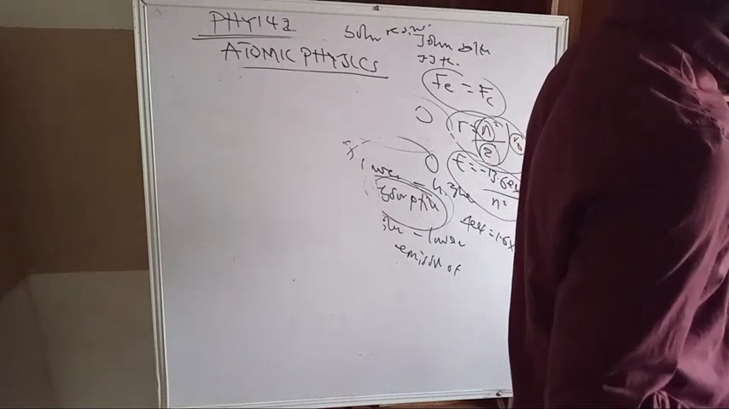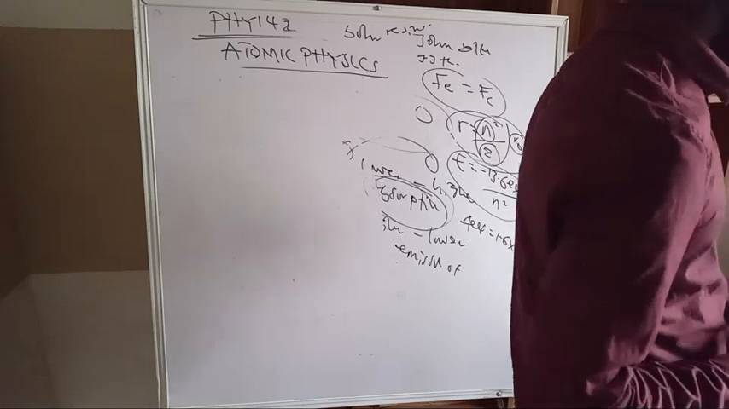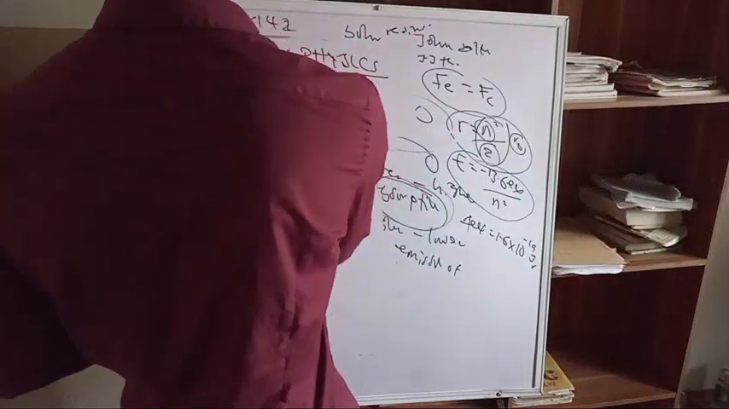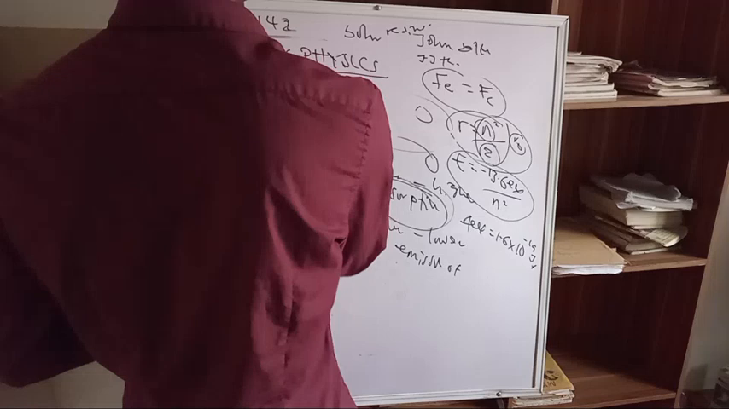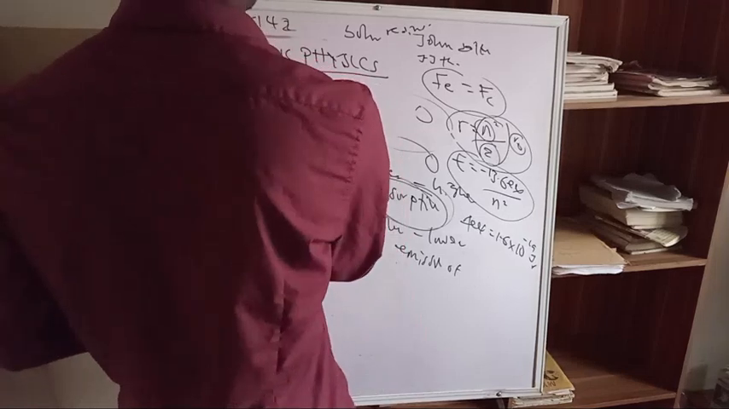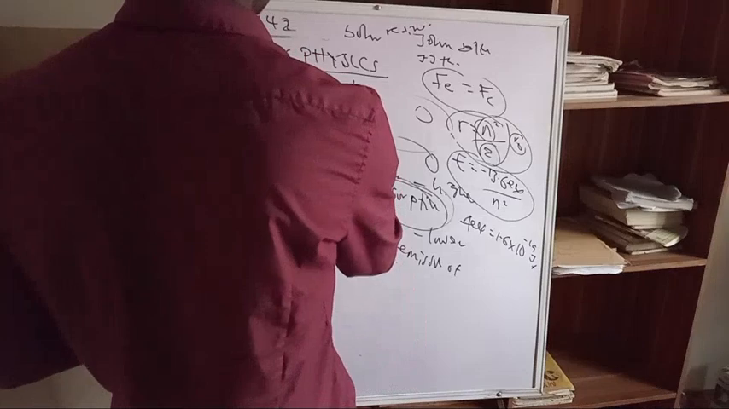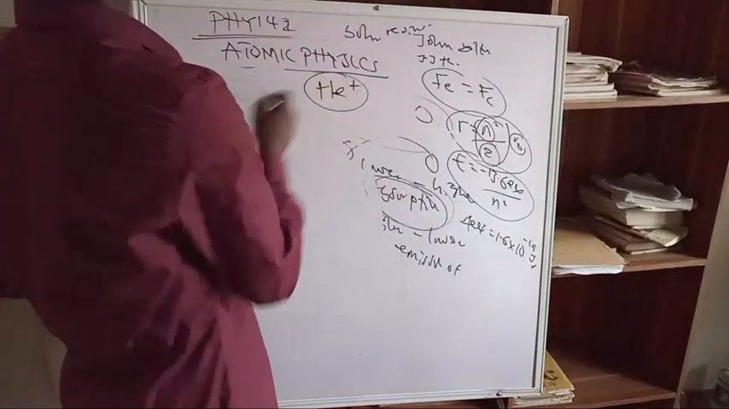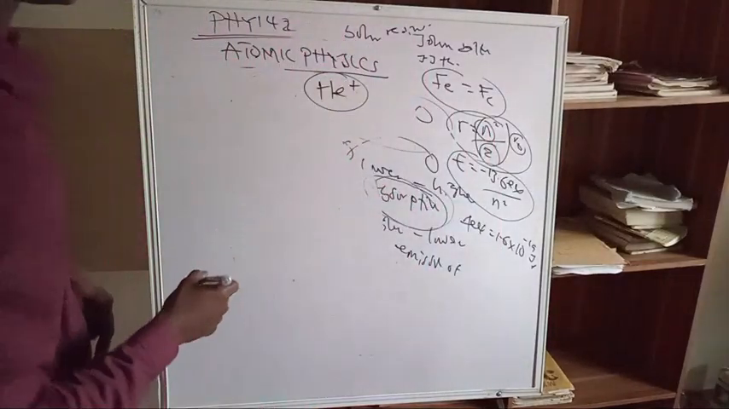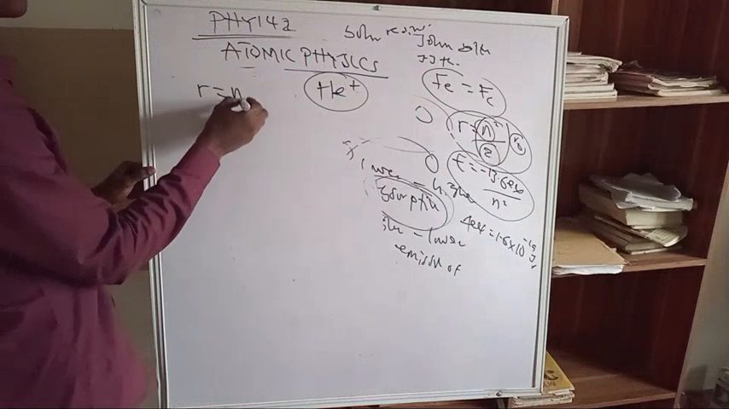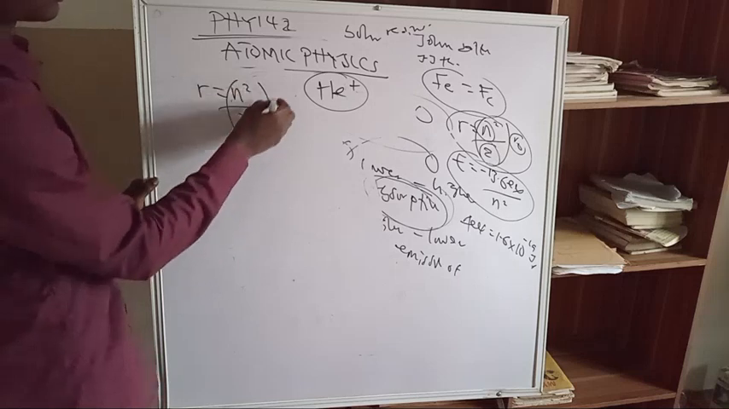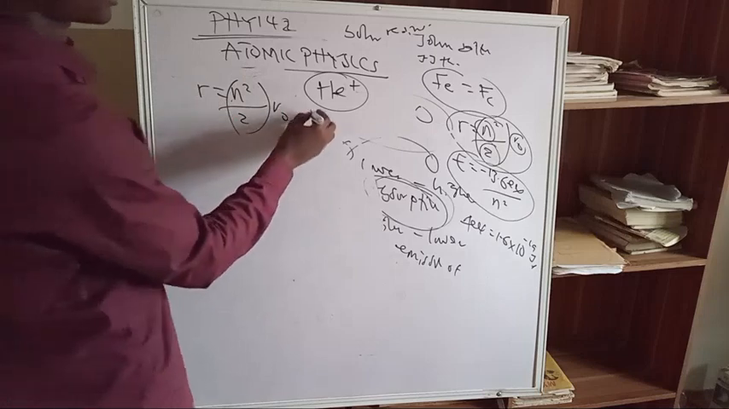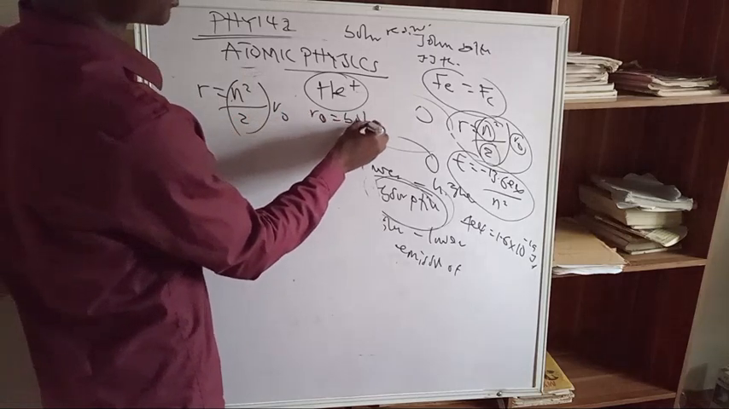Okay, so the first question I have here says calculate the radius of He plus. Let's use He plus. This is the question. So how do you calculate for the radius? Radius is given by the number of shell squared over Z, all into R0. R is the radius of the atom, n is the number of shells, Z is the atomic number. Then your R0 is what we call the Bohr radius.